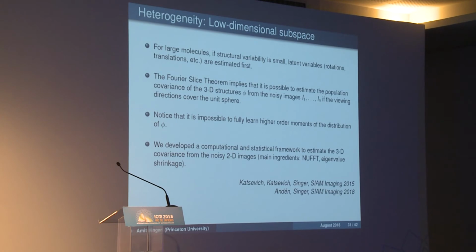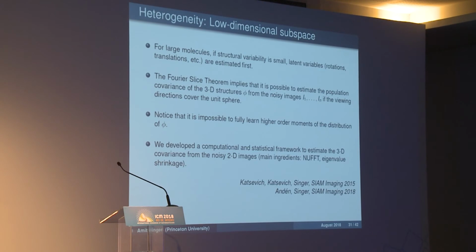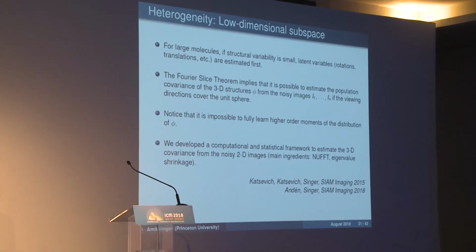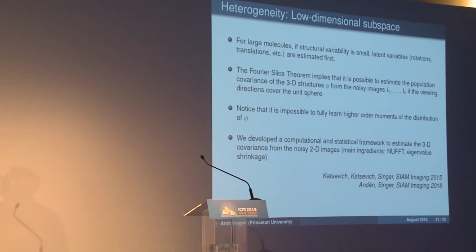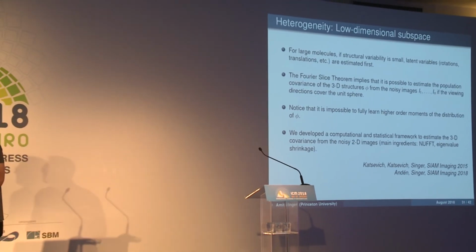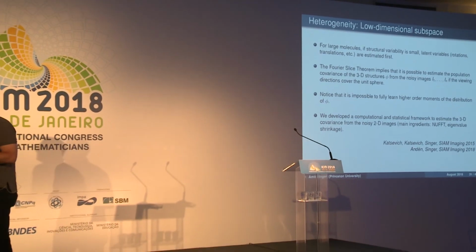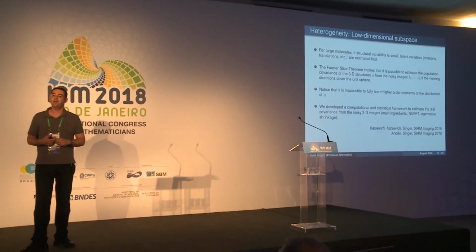So for large molecules, if you indeed assume that they lie on a low-dimensional manifold or a subspace, then you can first try to estimate the latent variables, even though I told you before it's impossible for small molecules. For large molecules, it is possible. And then we can even estimate the covariance of the 3D structure. That is, we try to estimate this low-dimensional structure. And what allows us to do that is, again, the Fourier projection slice theorem.